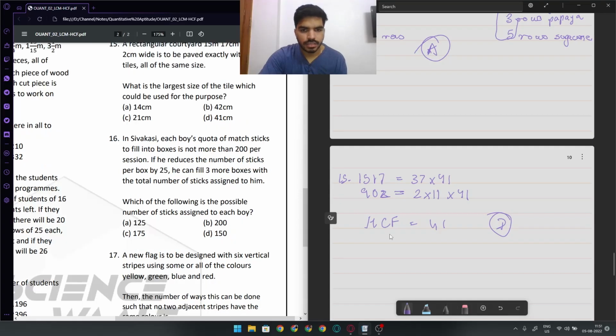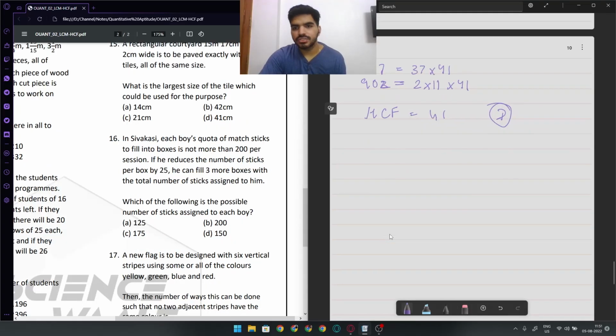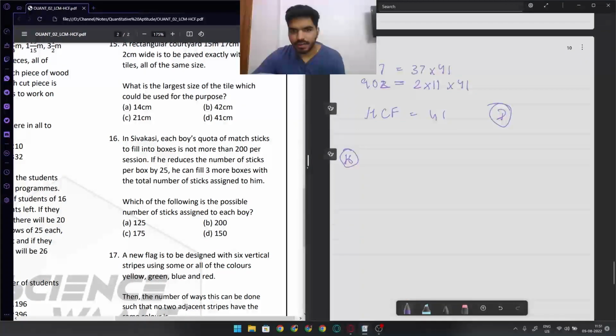Next. In this question, I was trying to solve it, but I think we have to assume one thing which no one said: that we are given 200 as the maximum per session. And we have to assume that after changing the condition, if we have a certain number, okay, let's solve it.